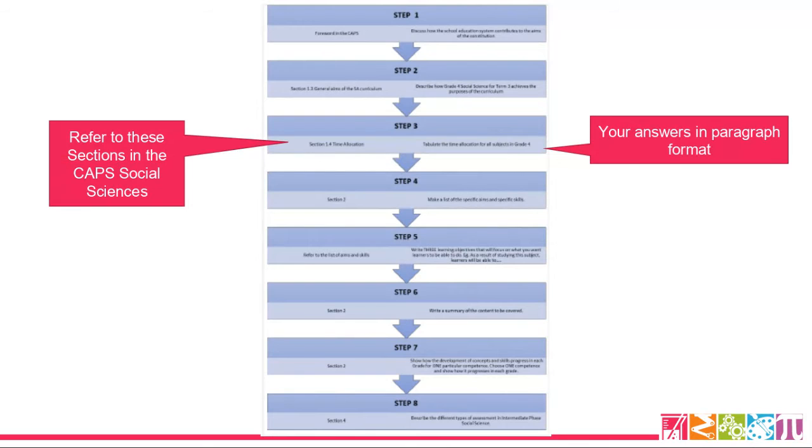So this left-hand side, or column A, refers to the CAPS social sciences document. All the relevant sections are addressed in column A. And column B are actually your instructions, step by step. So the first step would be a paragraph, second step would be a paragraph, and so on up to step 8. So actually it is your answers that you write in paragraph format.